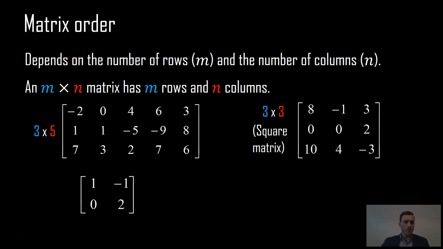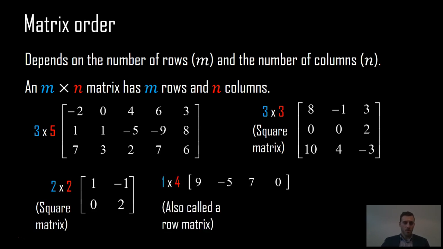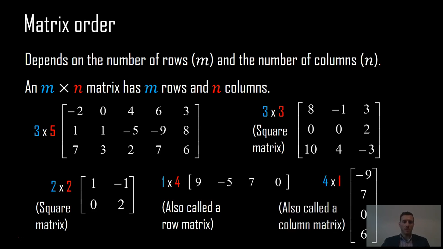Here we have another square matrix, which is a 2 by 2 matrix because it has 2 rows and 2 columns. Here we have a 1 by 4 matrix, also known as a row matrix. And finally, we have a 4 by 1 matrix, also known as a column matrix.